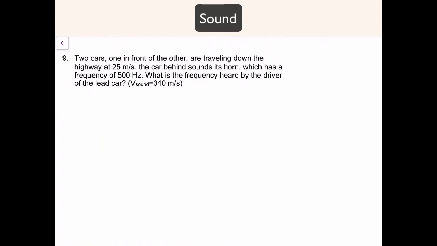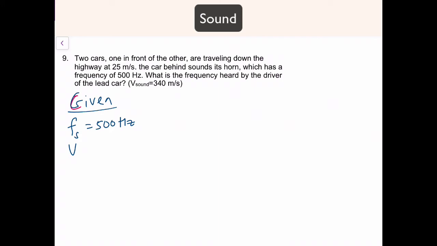So number 9 is probably a problem that involves both moving, the source and the observer. Two cars, one in front of the other, are traveling down the highway at 25 meters per second. The car behind sounds the horn, which has a frequency of 500. So the frequency of the source is 500 hertz. What is the frequency heard by the driver of the lead car?